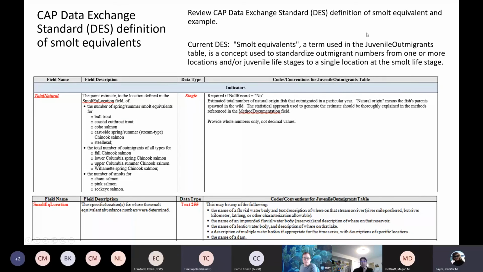Right? And then the next slide is describing the status now and the situation that we want to try and improve. The next slide is your suggested improvement. Okay, so yeah, I've just got a few notes here, so let me go through them. So we're talking about the juvenile outmigrants table.